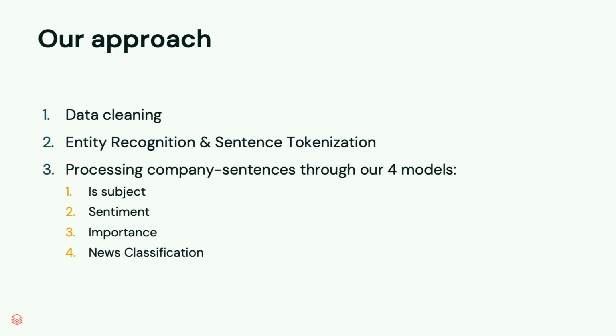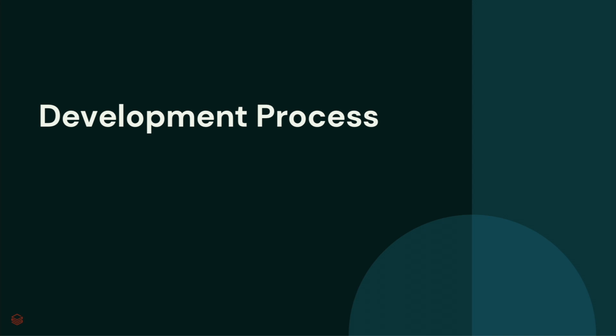So that was a super quick rundown into how we process an article and get company signals. So just to recap, data cleaning, entity recognition, sentence tokenization, and then we've got these company-specific sentences that we can run through our models. So next, I'd like to talk a little bit about the development process, specifically in the model training and model selection.